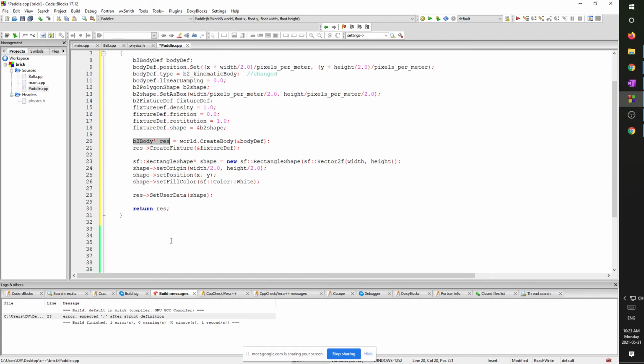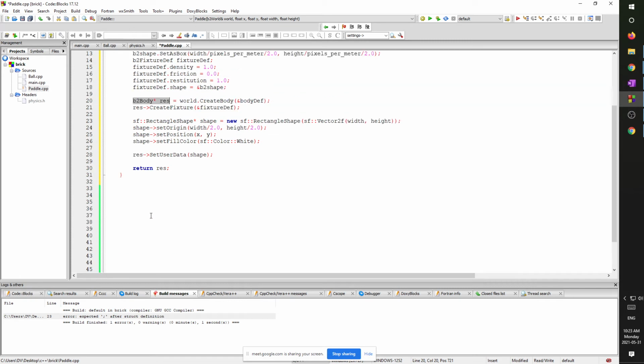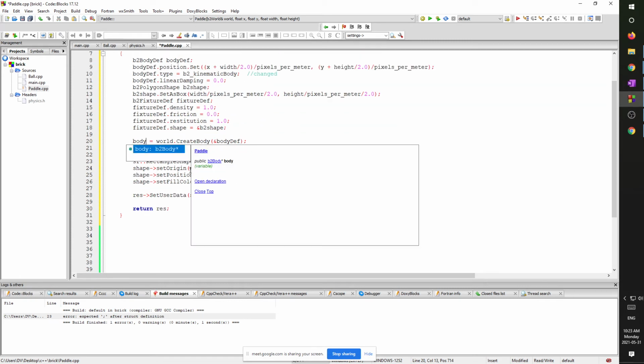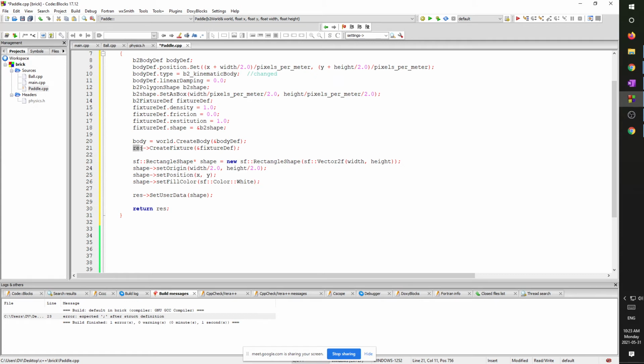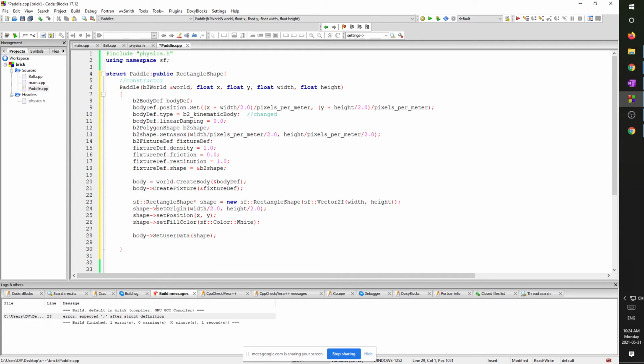We already have a variable here that's going to keep track of everything for us. We're going to write the word body like that. And then every time we see the word res, we're going to just change it with our variable body, so that later on, if we want to change some Box2D stuff, we can just access it all through this word body. And we don't need to return anything. This is not a function that returns anything. Okay, so exactly the same way I did it with the ball, except I did not give it a type. Should just be kinematic body.